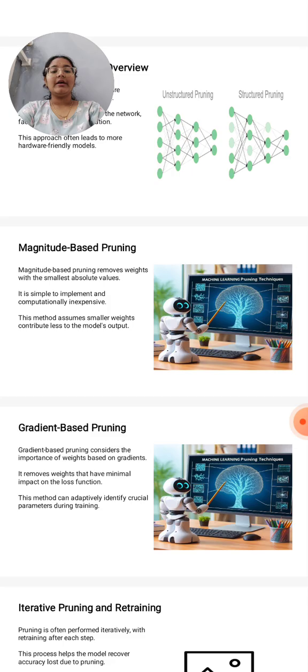Magnitude-based pruning. Magnitude-based pruning removes weights with the smallest absolute values. It is simple to implement and computationally inexpensive. This method assumes smaller weights contribute less to the model's output.